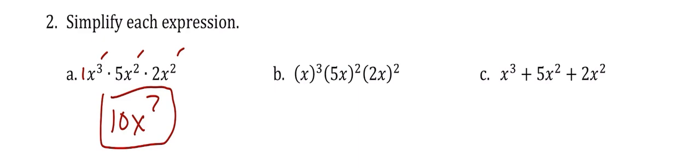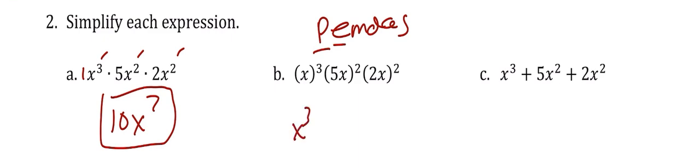Here we've got this stuff in parentheses, the x, the 5x, and the 2x. And so we got to deal with that first, because order of operations tells us we have to do parentheses and exponents first. So for this first part, the x in parentheses with a 3 on the outside, we're going to take that 3 and we're going to distribute it to what's in the parentheses, the x. And that's going to give us x to the 3rd.